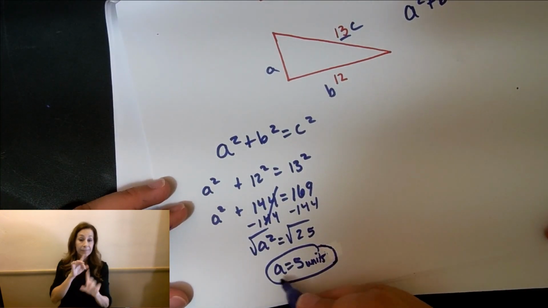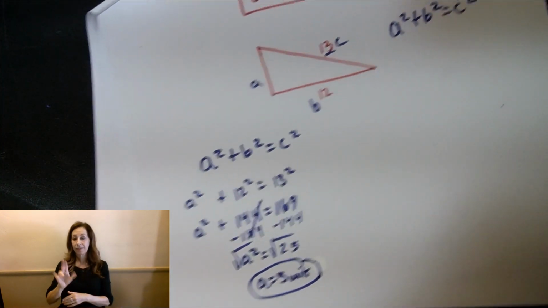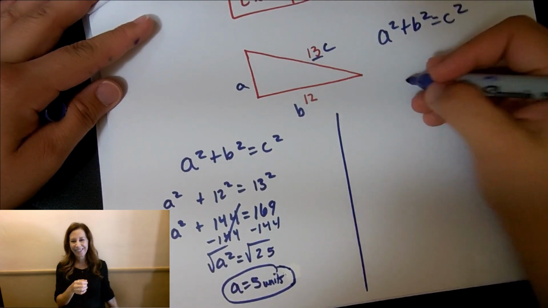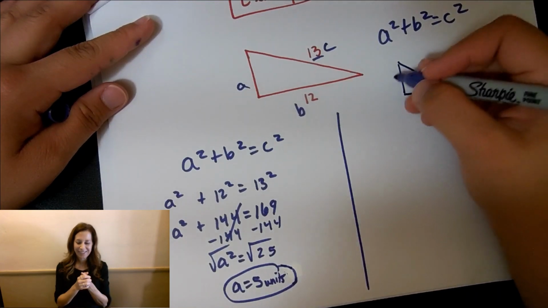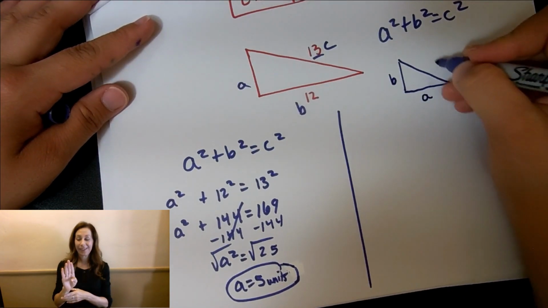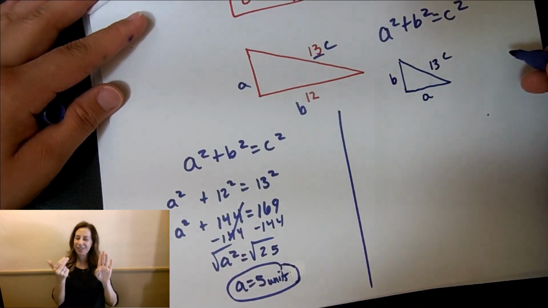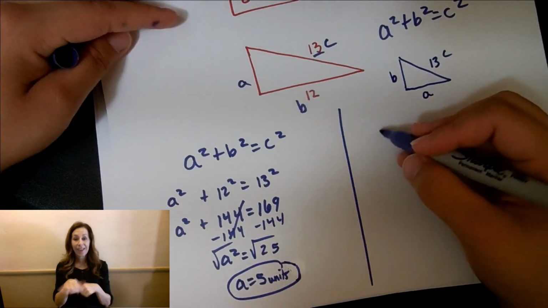Okay, so the answer is just A equals 5 units. Well, what happens if you labeled it a little differently? What if you labeled this as B and this is A and this is 13? This had to be 13. What if you labeled it like that? Well, let's see what would happen.